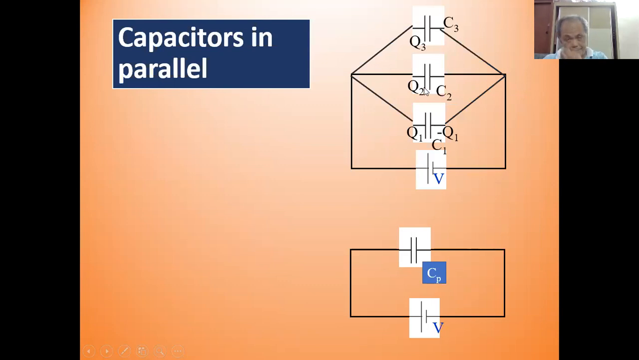So we can redraw that. Instead of having 3 in parallel, we replace the 3 with 1. The battery is still the same. V is still the same. But remember the charge here is different. It's Q3, Q2, Q1.